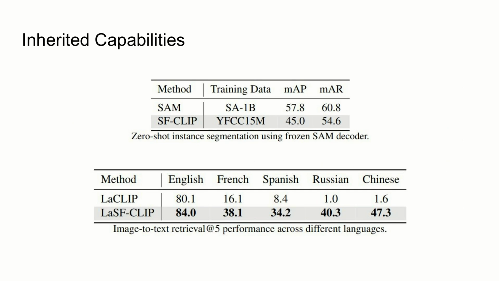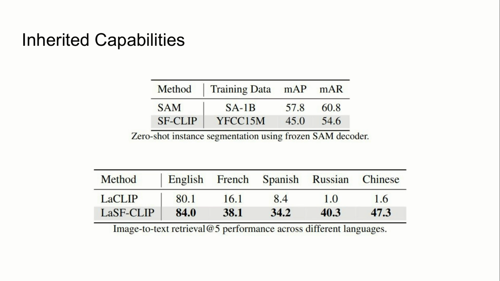Also, we show inherited capabilities from the vision and text teachers. From the vision teacher, which is SAM, or Segment Anything Model, we get zero-shot instance segmentation by using SAM's frozen decoder on top of our frozen encoder, which shows that our representations are well aligned with the teacher.